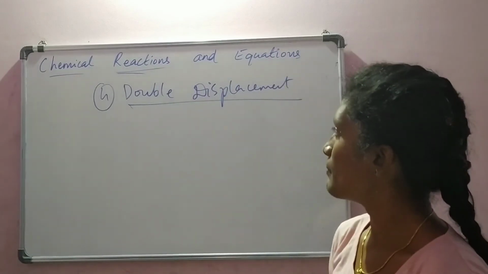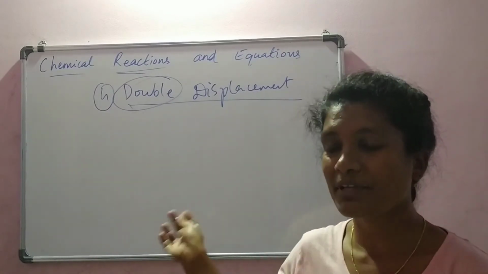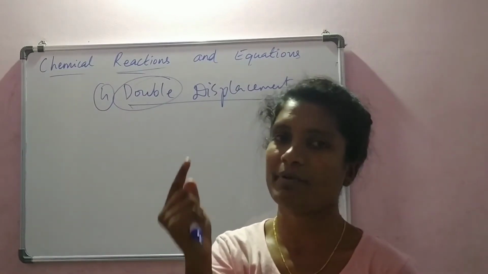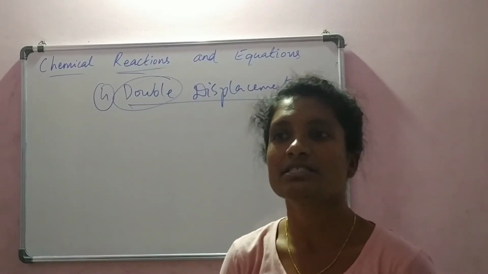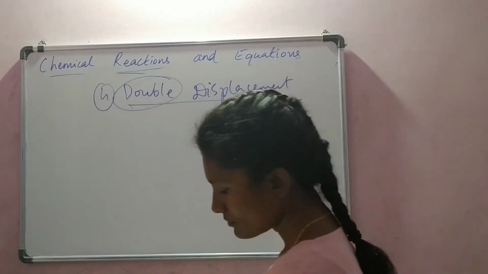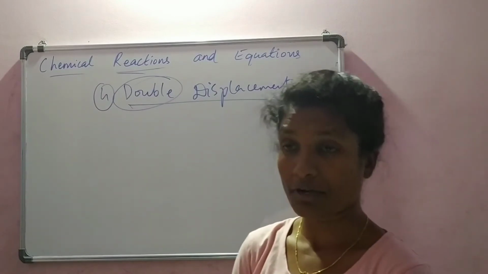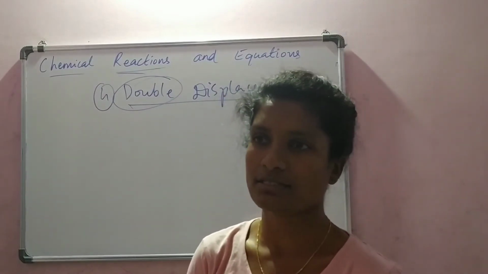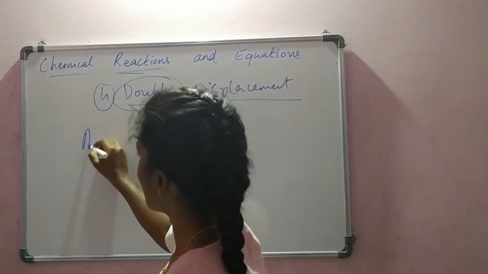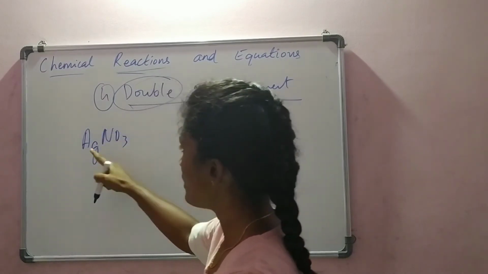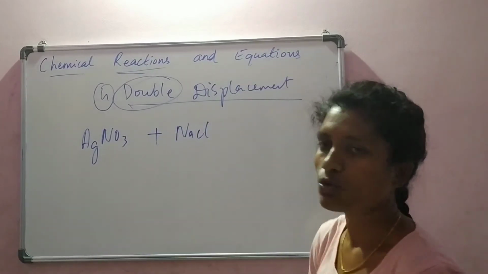Okay, next moving on to double displacement reaction. As the word itself says, there is double displacement. In the previous reaction, we saw one element replacing another element. But here, there will be two elements which replace two other elements in the compound. Those reactions in which two compounds react by an exchange of elements, which forms two new compounds on the product side. So, taking an example of AgNO3. AgNO3 is silver nitrate, which is reacting with NaCl, which is sodium chloride.